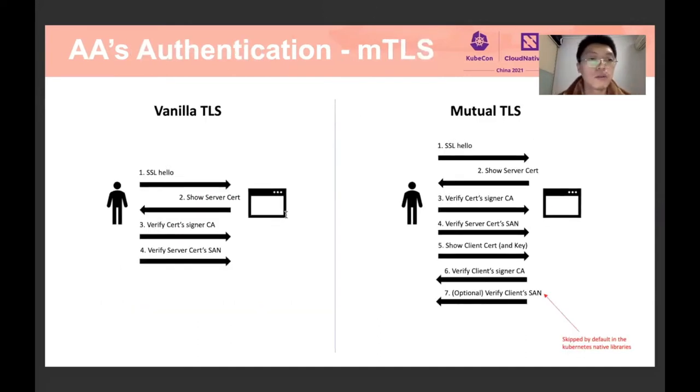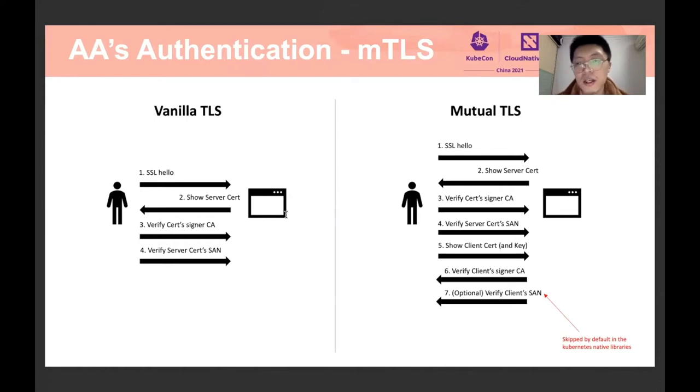So before we dive into the authentication of API server aggregation, we have to understand how TLS, the general technique of TLS, works. Basically, there are two kinds of TLS in the world. The first is vanilla TLS, or we can call it simple TLS, which is widely used in HTTPS servers. In the vanilla TLS, the only verification that happens is that when the client is trying to request downloading contents from a server, the server will be returning its server certificates back to the clients.